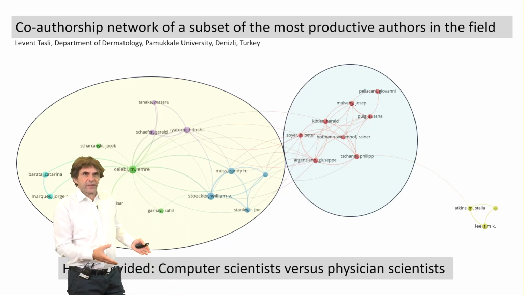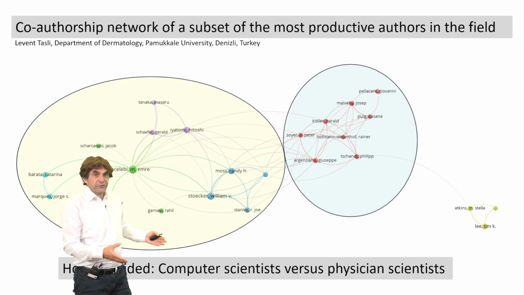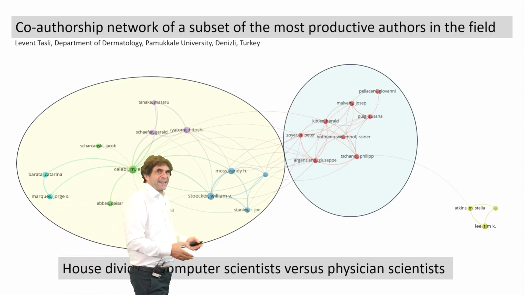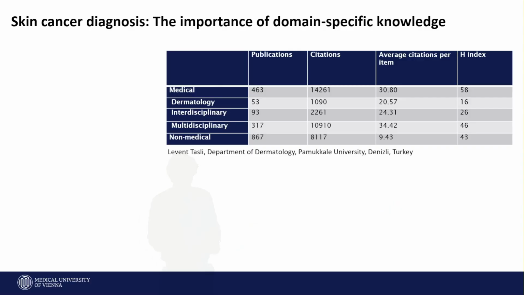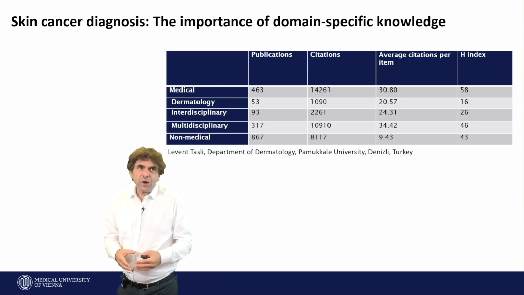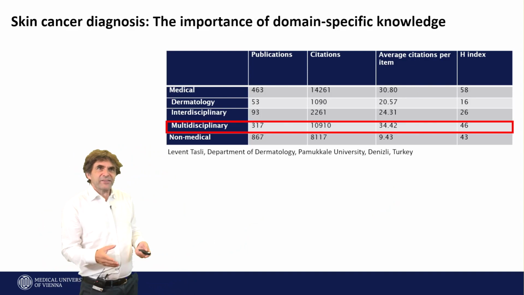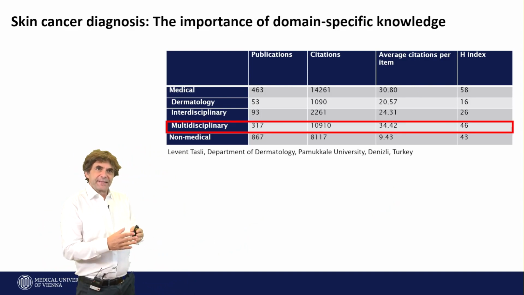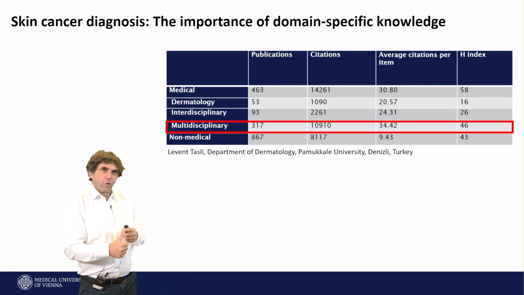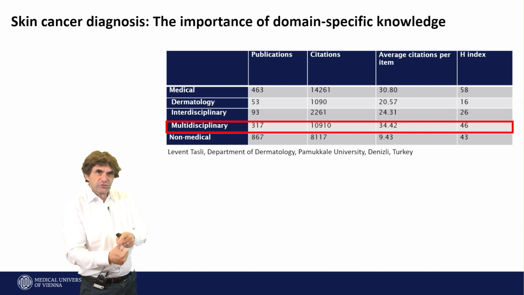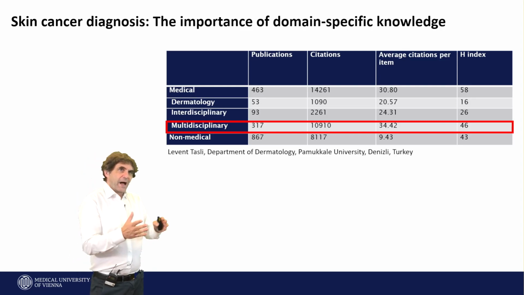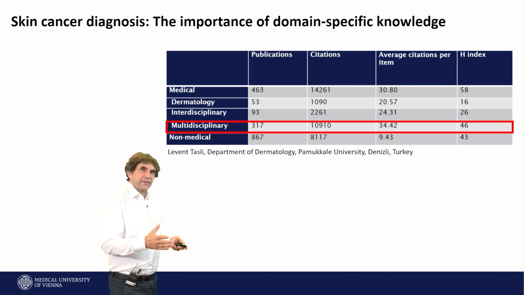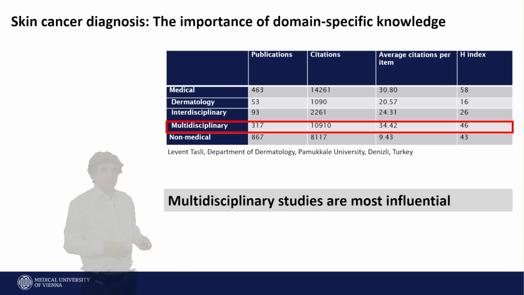We have computer scientists versus physician scientists, and they kind of do their own thing, which I think is not ideal. Now, when we look at the impact of articles, we can see that multidisciplinary articles, meaning articles that have authors coming from the field of dermatology, of computer science, data science, and so on, are much more influential than solely medical articles and solely technical articles.